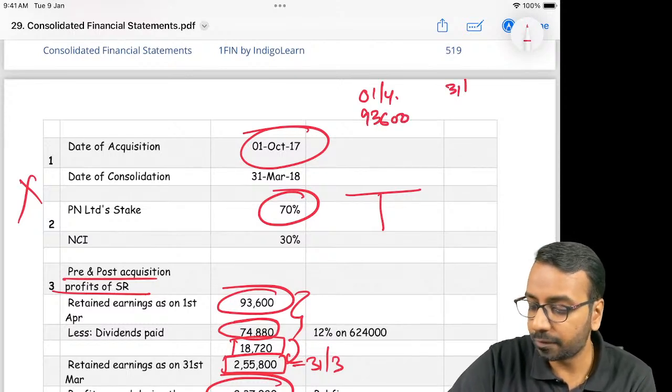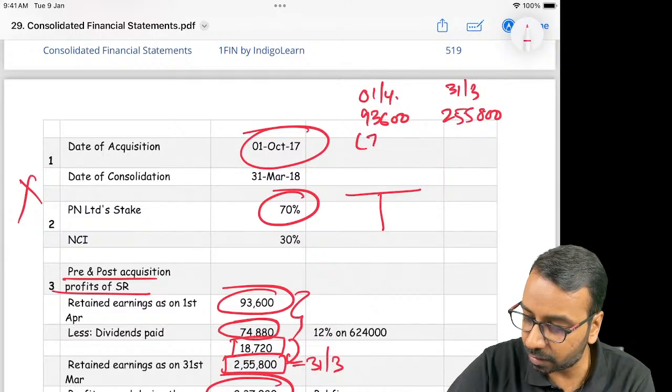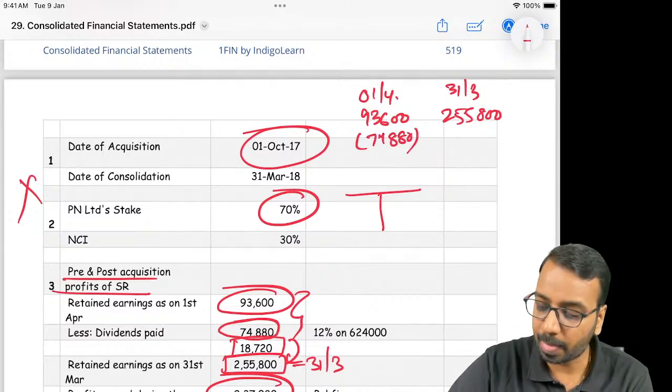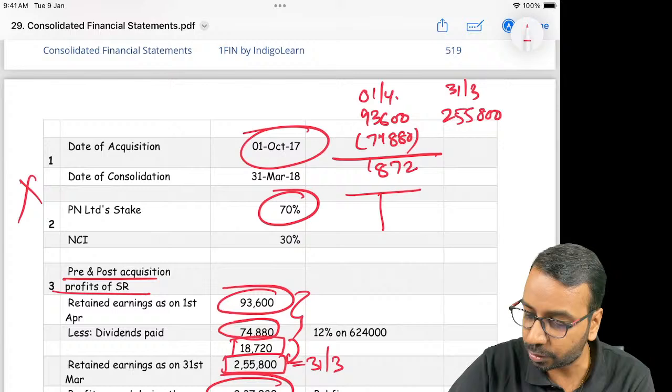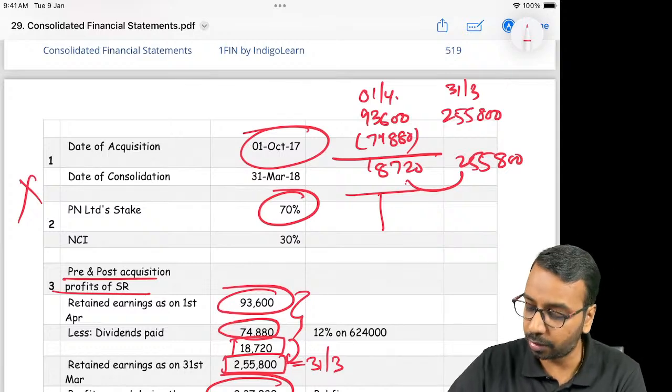93,600. On 31st of March, the balance is 255,800. From this, we pay dividend of 74,880. Okay, so this balance is now 18,720. Here the balance is 255,800. The difference is profit. Now, for pre-acquisition, what you will do?